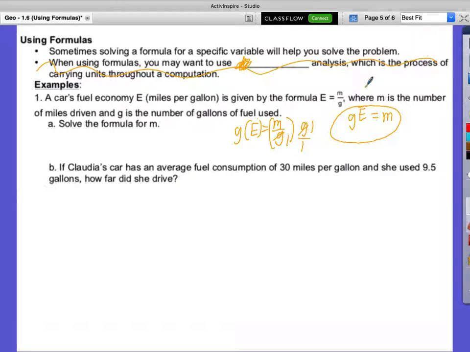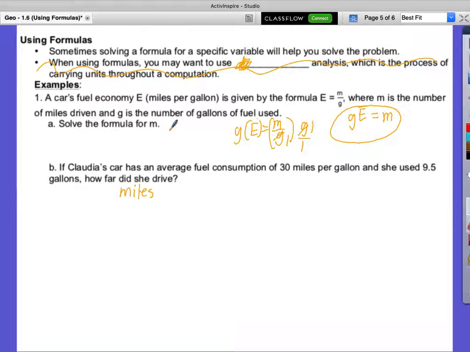If Claudia's car has an average fuel consumption of 30 miles per gallon, it's pretty good, and she used 9.5 gallons, how far did she drive? What are we trying to find? M, the miles, right? Hey, is it already convenient that this formula is solved for M now? Yeah, that's why we did it. It makes it easier for this, okay?